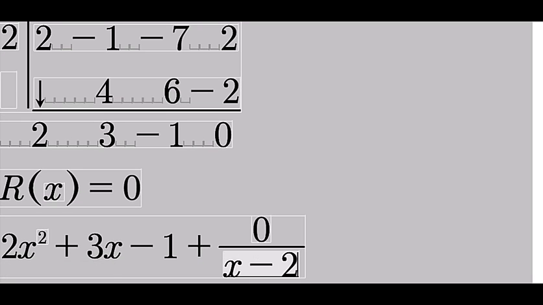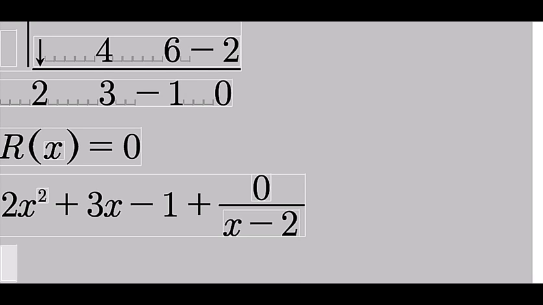So, have you seen the digits under this horizontal line right now, that is 2, 3, minus 1, and 0? They now form the new expression after we have synthetic divided the original polynomial expression by the linear factor x minus 2. So what we have right now is 2x squared plus 3x minus 1, because 0 divided by x minus 2 is 0. So it has vanished already.